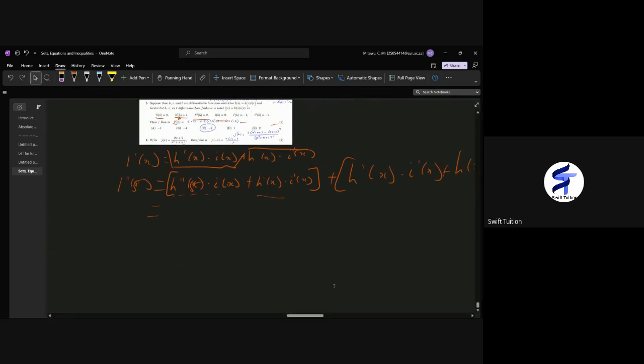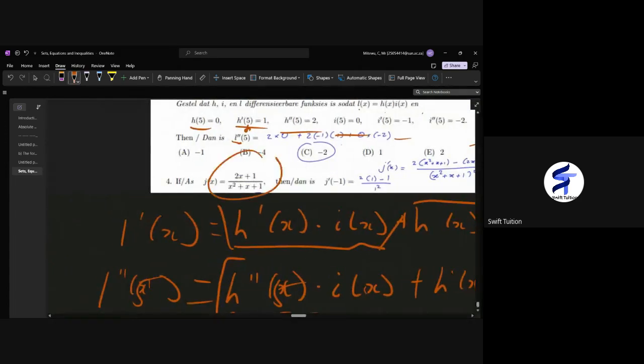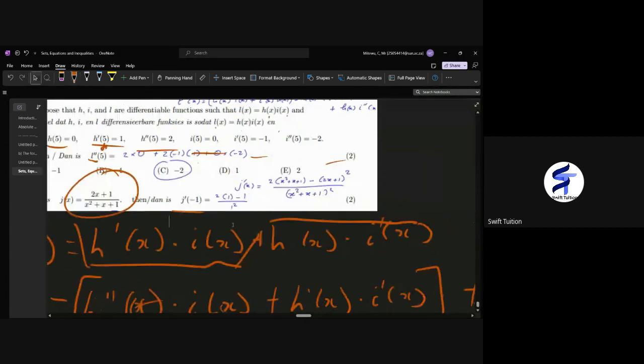Okay, so that's how you use the product rule, and the quotient rule is really just the same, except now, as you can see over here, you have a quotient of two functions. You're trying to find j prime, whatever. You just apply the quotient rule. Again, you just need to memorize that.